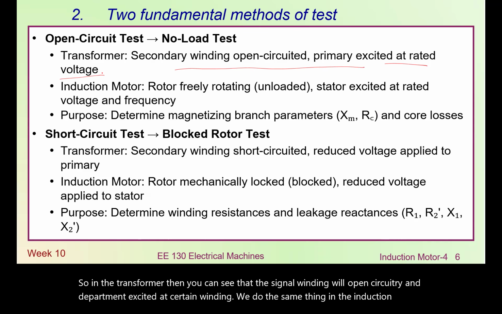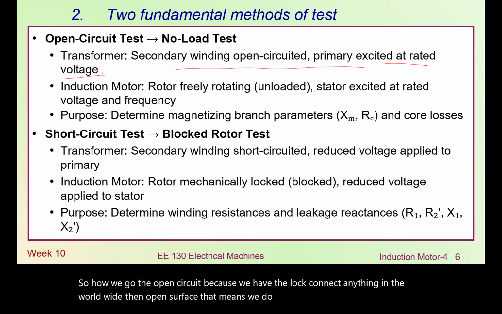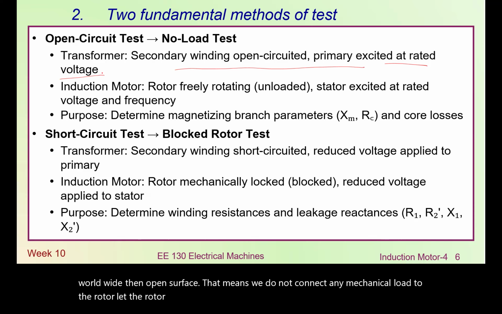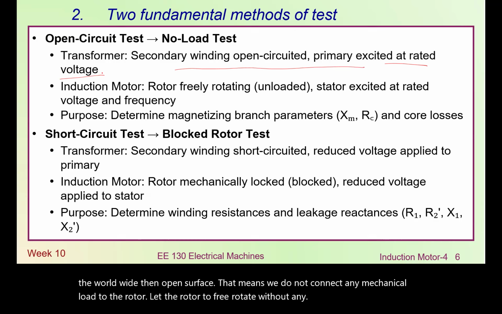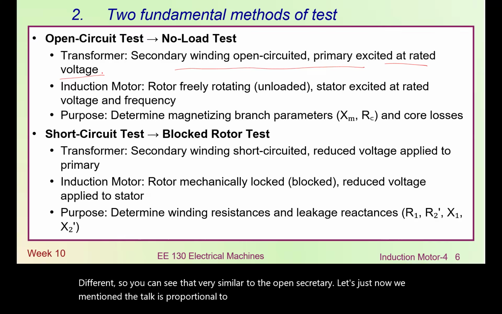So how do we get to open circuit? We do not connect anything to the rotor winding. Open circuit means we do not connect any mechanical load to the rotor. Let the rotor rotate freely without any influence. This is very similar to the open circuit. As we just mentioned, the torque is proportional to the current, meaning the secondary side current.